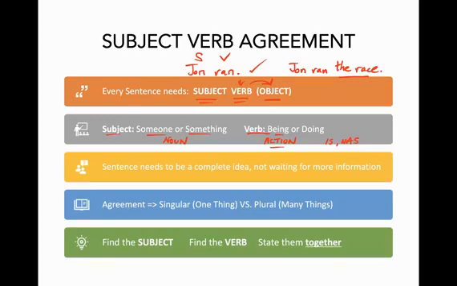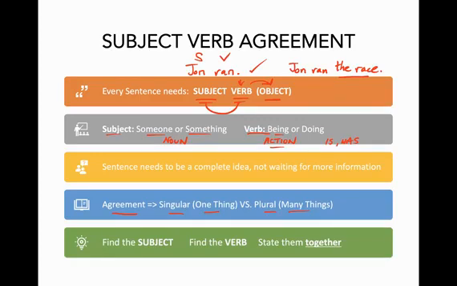Now, when we talk about the subject and verb, since they're the fundamental parts of a sentence, we need to make sure that they are in agreement. And agreement is just a long word meaning one or many. That's all agreement means. That's all you have to think about when you consider an agreement question. Do I have one thing or do I have many things? And that's all I have to figure out for subject-verb agreement.